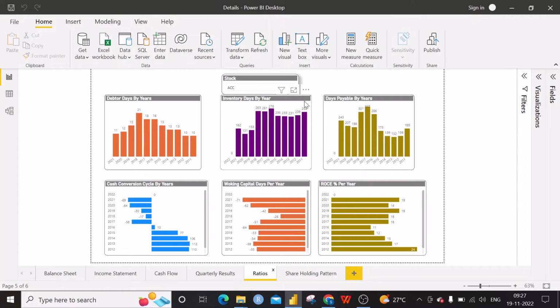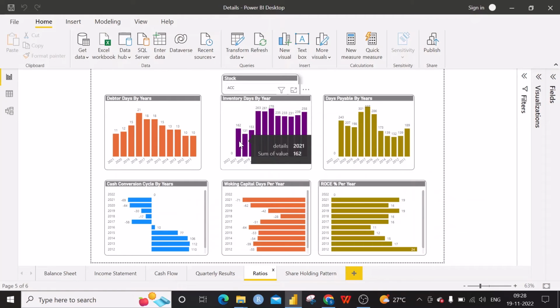In 2021 the inventory days is 162. It is increased from the previous year 2020, but when compared to the initial years it is reduced. So to keep the inventory days at a minimum will be very important for the company, so that they can get more cash from the operations, or they can easily sell the product. So now it is at 162 days.